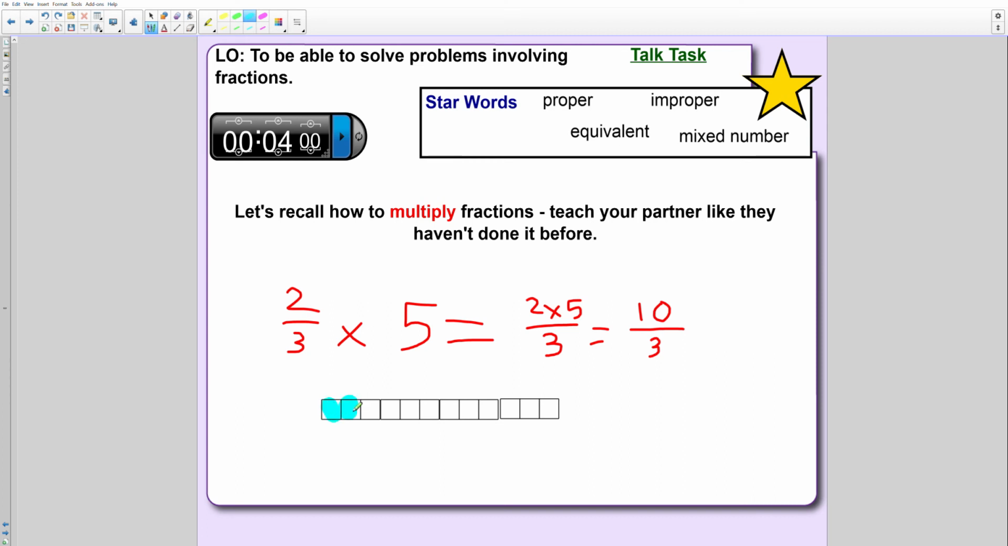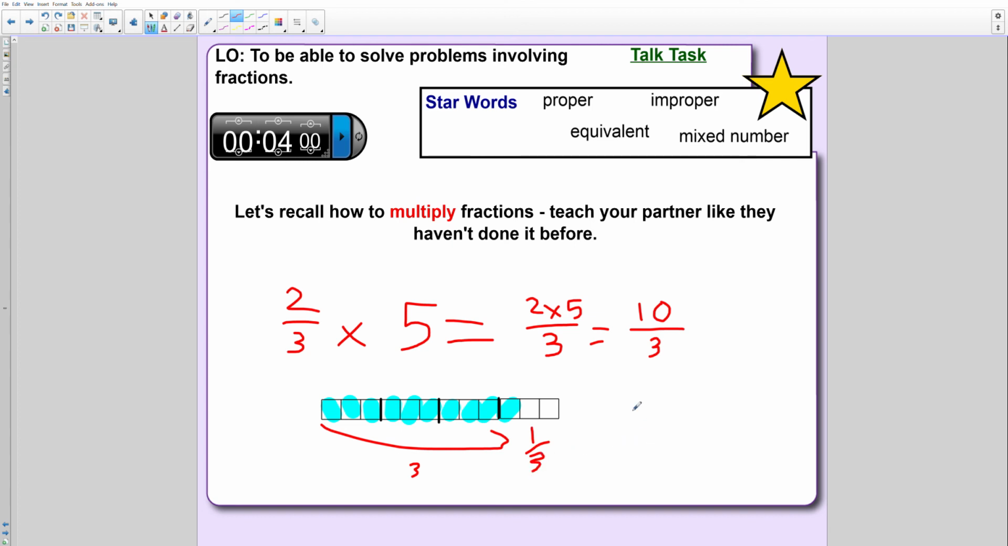Got 1, 2, 3, 4, 5, 6, 7, 8, 9, 10 of them, but that is 1 whole, 2 wholes, 3 wholes, and 1 out of 3, so 3 1/3.